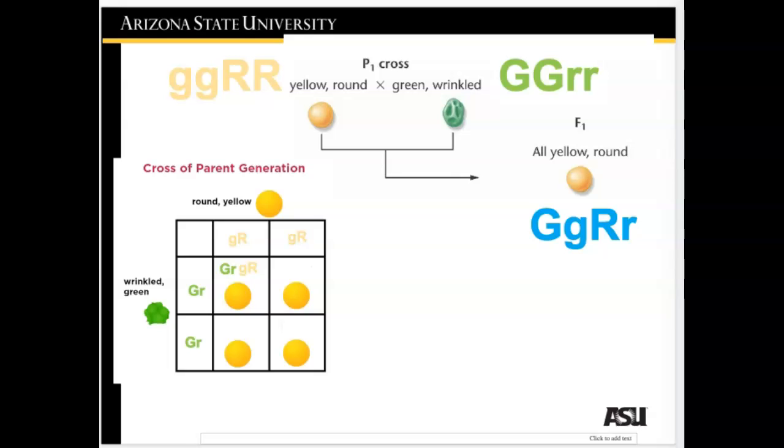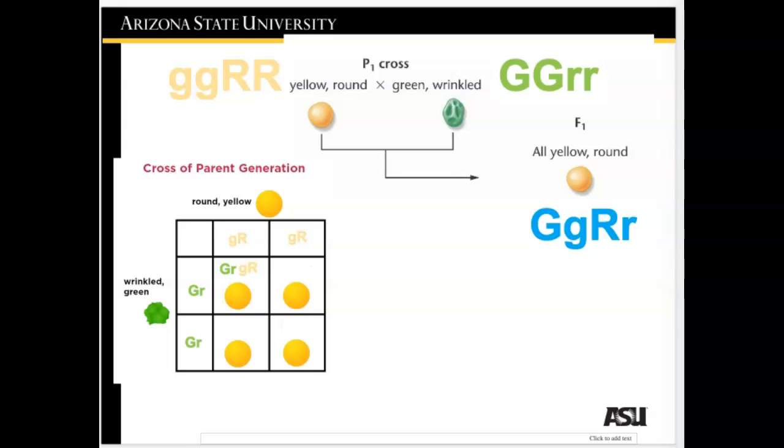The first parent, with the yellow round phenotype and the little g, big R genotype, would only be able to give a little g and a big R to each offspring, since when we FOIL it, they all result in little g, big R. The parent with the green wrinkled phenotype and the big G, small r genotype would only be able to give a big G and a small r to its offspring, because when we FOIL it, the genotypes available will all be big G and small r.